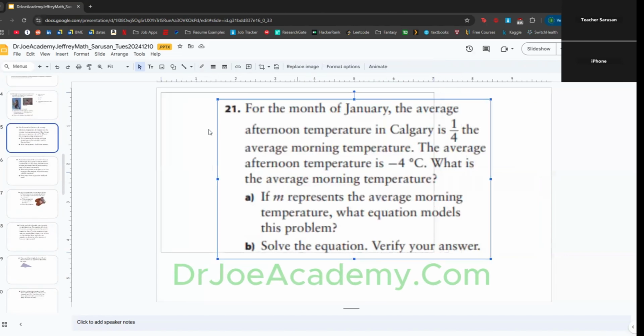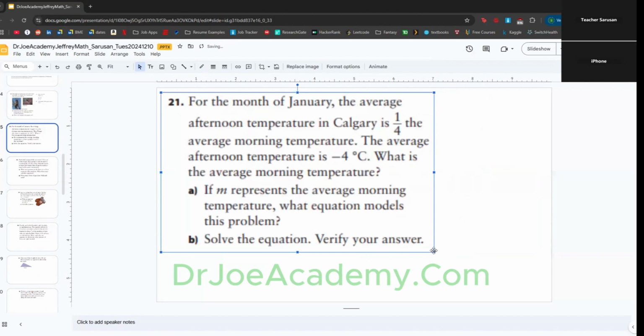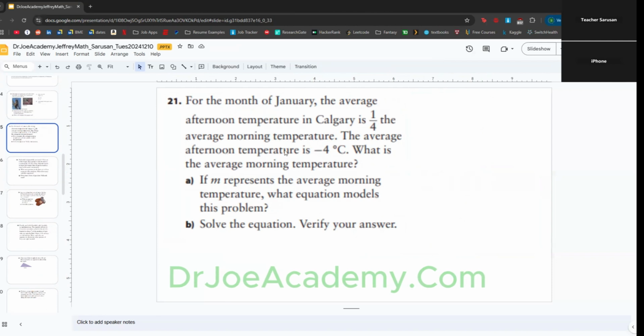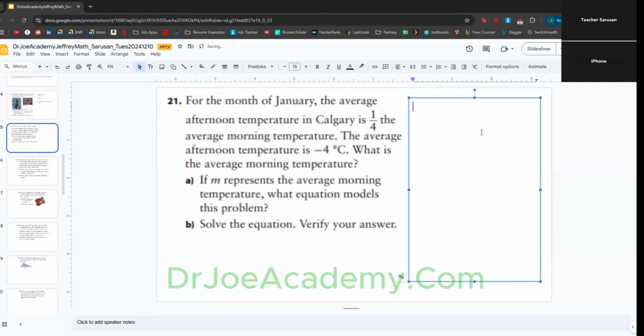Another one of these temperature questions. Let's just move this a little bit. All right. For the month of January, the average afternoon temperature in Calgary is 1/4 of its average morning temperature. The average afternoon temperature is -4 degrees Celsius. What is the average morning temperature? So the afternoon temperature is 1/4 of the average morning temperature.